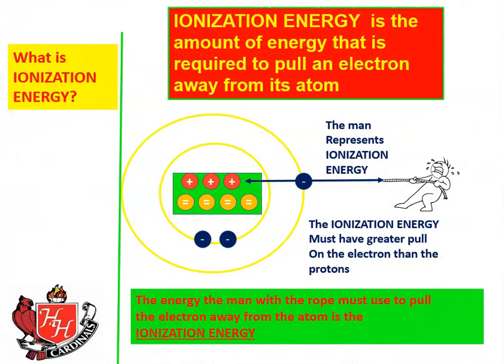Okay, what is ionization energy? Very important concept in chemistry. We'll talk about it a lot. Ionization energy is the amount of energy that is required to pull an electron away from its atom. So the man represents ionization energy. The protons are pulling in on that valence electron. The ionization energy must be greater than the energy the protons are pulling with in order to get that electron away. The energy the man with the rope must use to pull the electron away from the atom is the ionization energy.